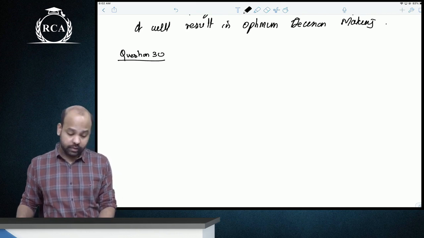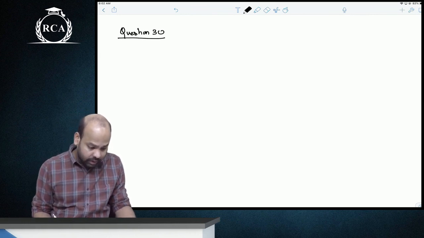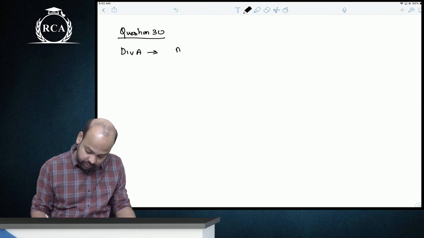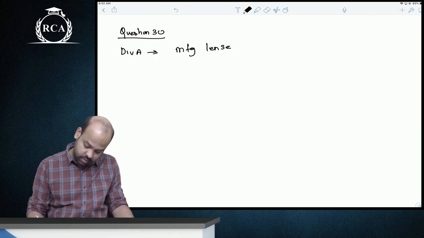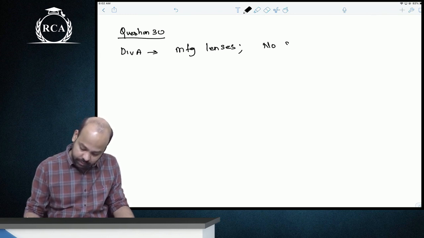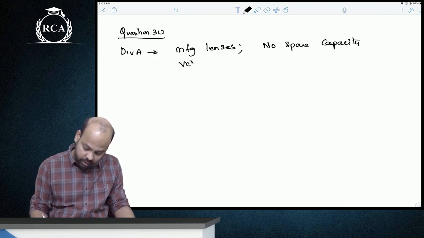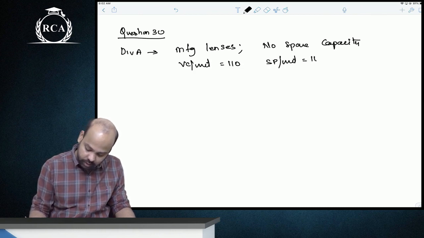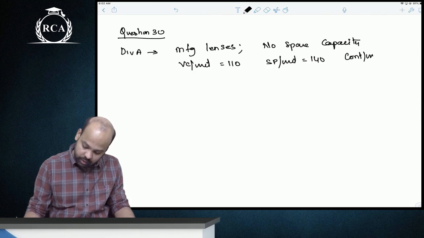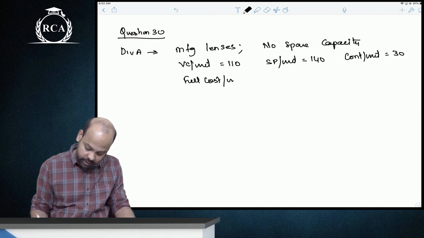Question number 30, guys. First thing: there is division A, which manufactures lenses. There is no spare capacity. Variable cost per unit is 110. The selling price per unit is 140. Contribution per unit is 30. Full cost per unit is 125.